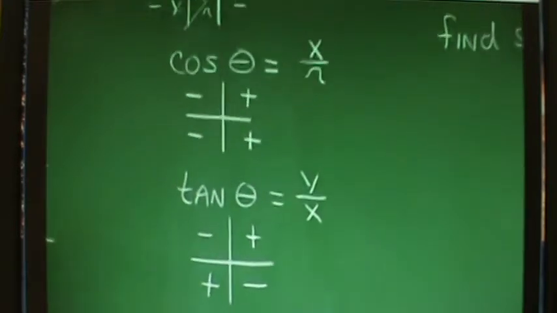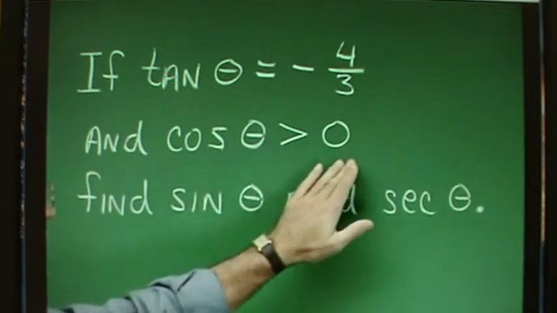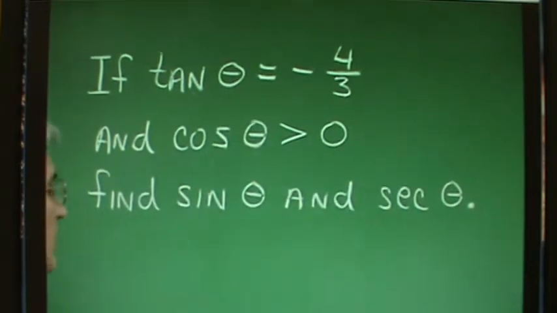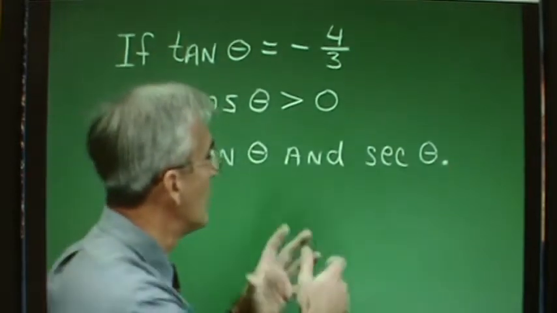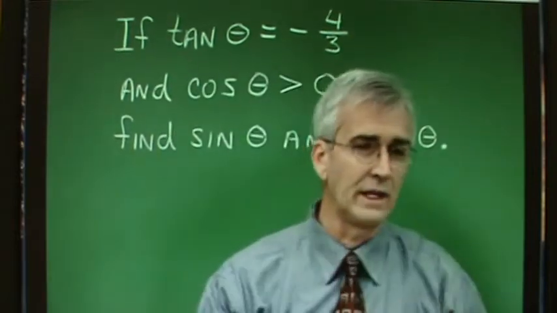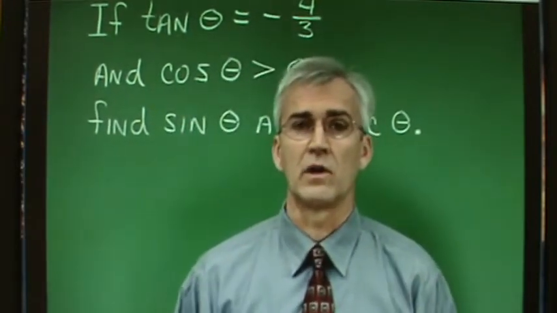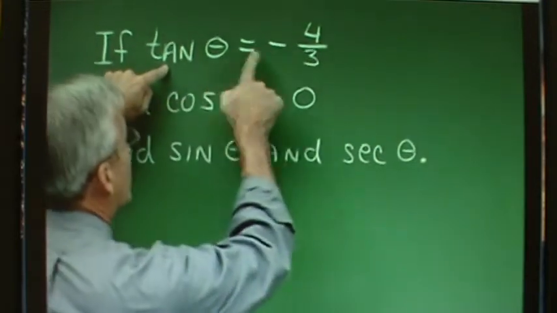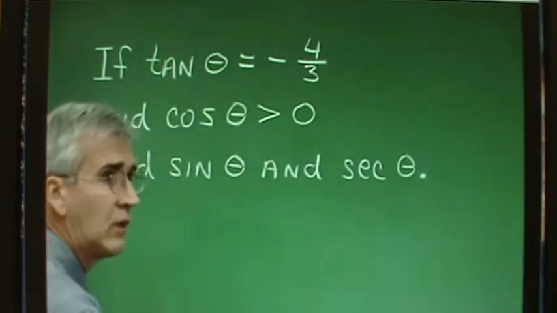Now, we use this information like this. Suppose we know that tangent theta is negative 4/3 and cosine theta is positive. We'd like to find sine theta and secant theta. Now, basically, to find sine theta and secant theta, we need to be looking at ratios, and therefore we need to be looking at lengths of sides. So we need to structure a triangle somewhere. Now, we may know already that because the tangent of theta is negative, we're situated in one of two quadrants, but which quadrant are we located in?